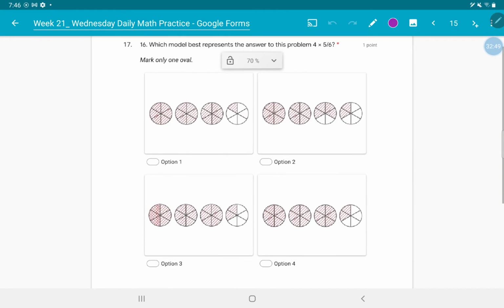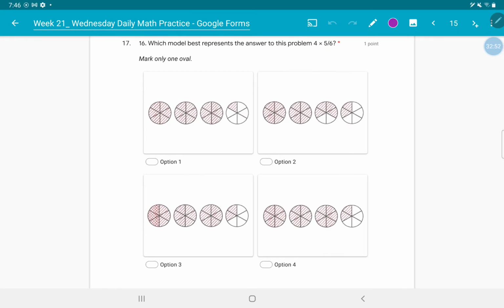And the last problem for today. Which model best represents the answer to this problem? 4 times 5/6. So I have 5/6 4 times. Same thing as 5/6 plus 5/6 plus 5/6 plus 5/6. Okay. So I can pretty easily look at this. I know that 5/6 is going to be all but 1. So there's 1 5/6.